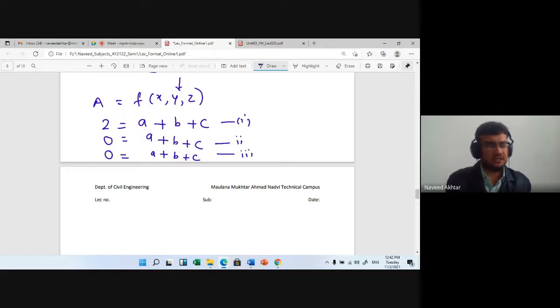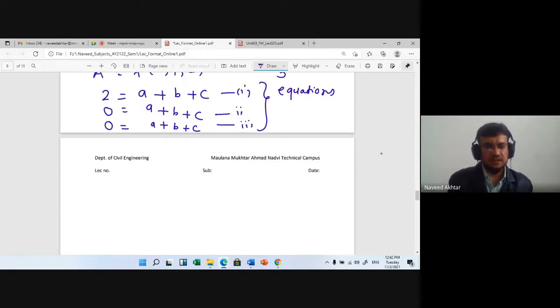How many equations are there? Three equations. And how many unknowns are there? The unknowns are a, b, and c. Three unknowns are there.